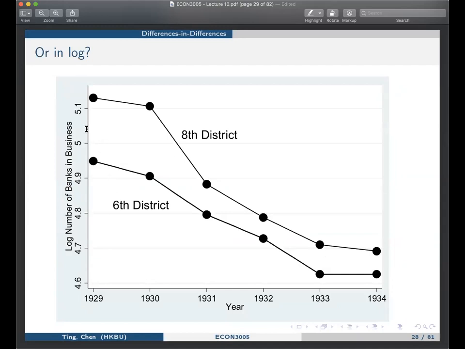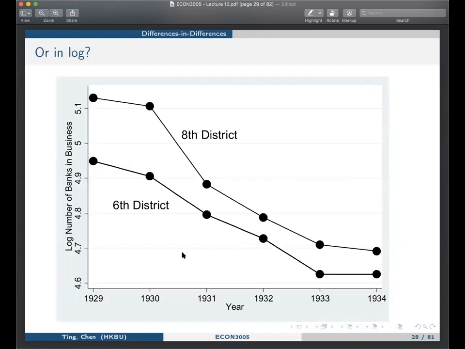So now the dependent variable, the y-axis, is the log number of banks in business. So this is the pre-treatment period, post-treatment period, and the treatment period. You can see even after taking log, it's more or less parallel, right? The growth rate is more or less parallel in the pre-treatment period and also the post-treatment period. The only difference is in the treatment period. So it means even after taking log of the dependent variable, you still have the parallel time trend assumption fulfilled.